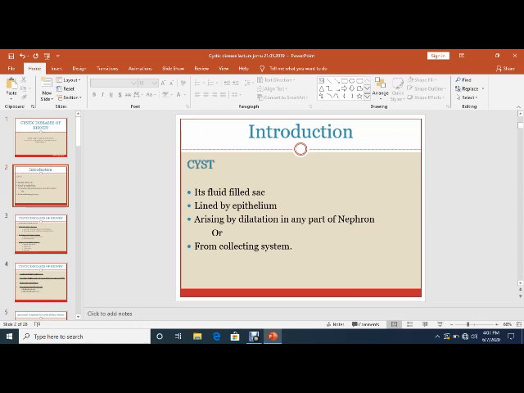Before discussing the cystic disease of the kidney, we should know what is a cyst. Basically, a cyst is the collection of the fluid that is present in the sac, and it is lined by the epithelium. This cyst basically arises from the dilatation in any part of the nephron or from the collecting system. So this is called cyst.